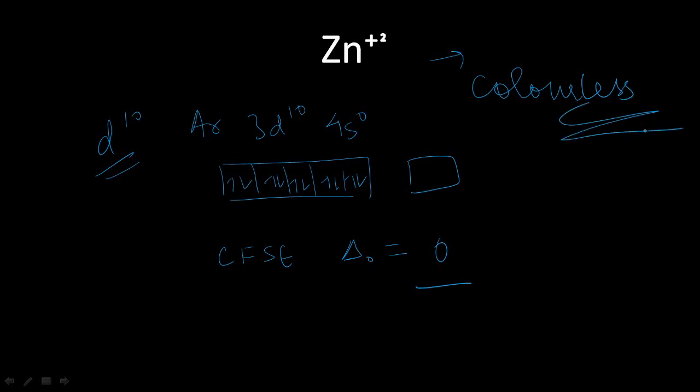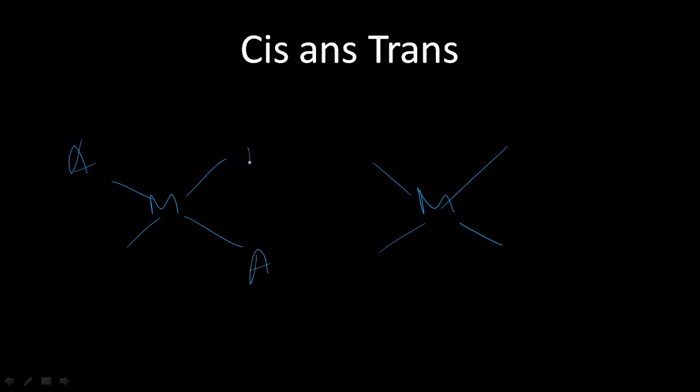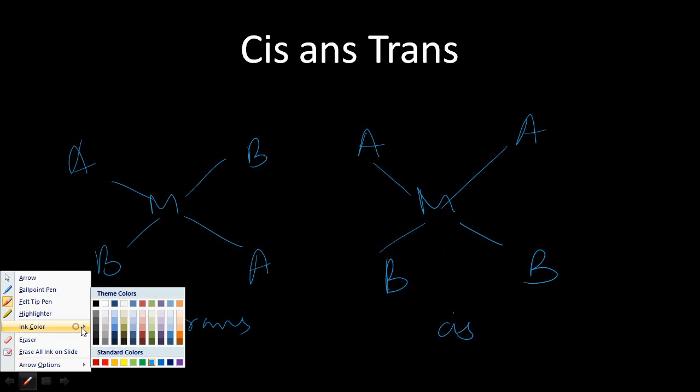Okay, and that's clear. The next one is cis and trans. Now this is a metal. We'll draw out two isomers. This is trans, and this is cis. Now I'll show you something.